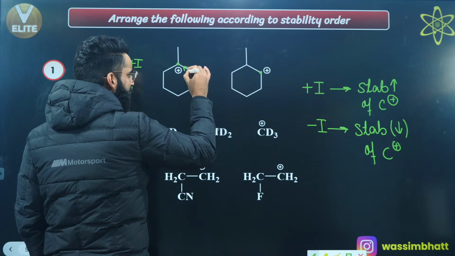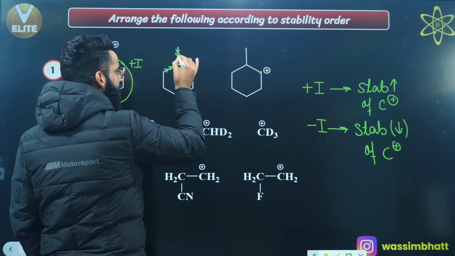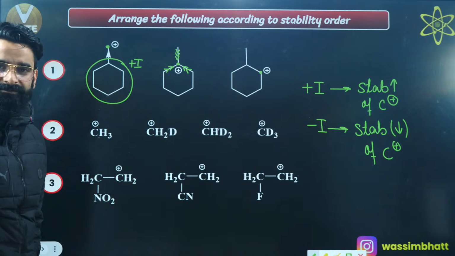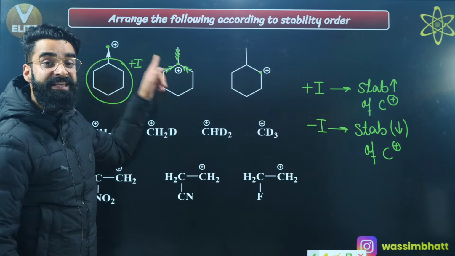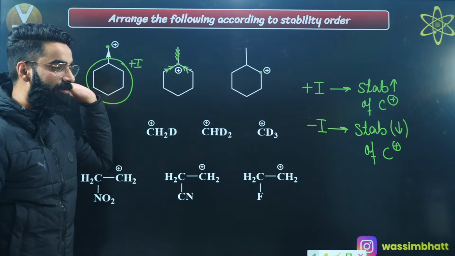From this side, sigma electrons will be coming, right? Okay. So on all the three sides, sigma electrons are going to come and going to decrease the positive charge present on this carbon, right?